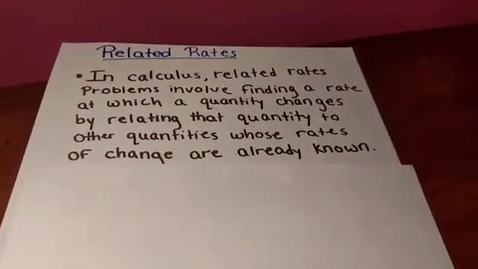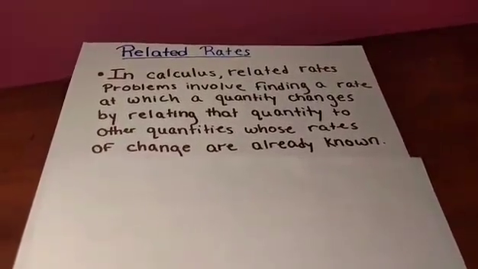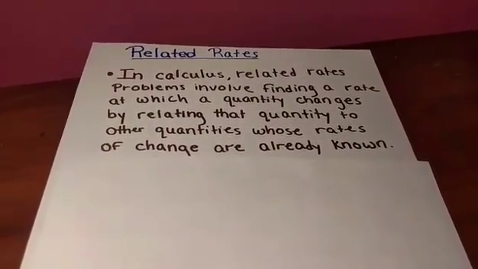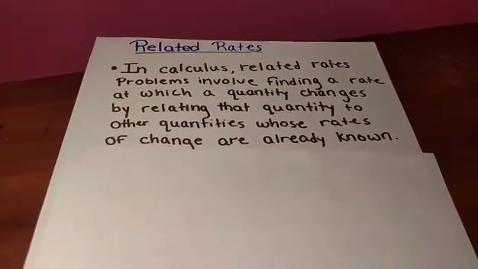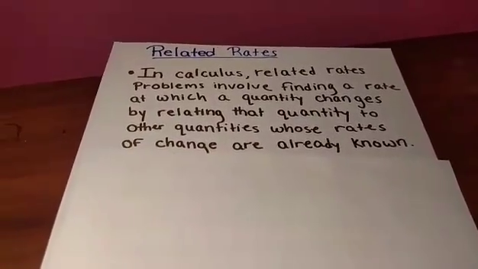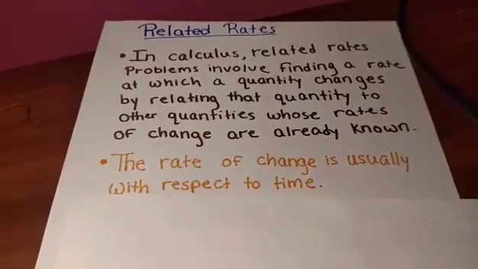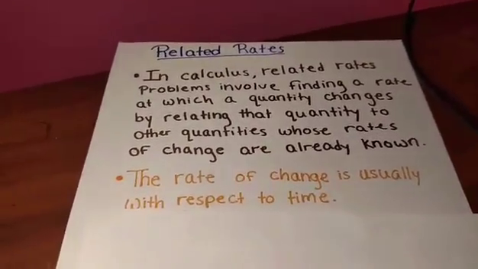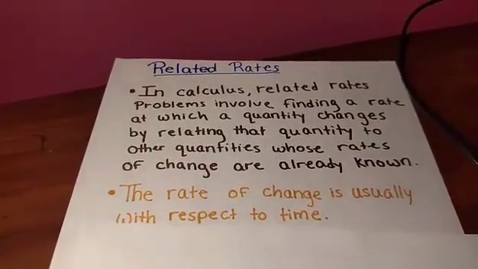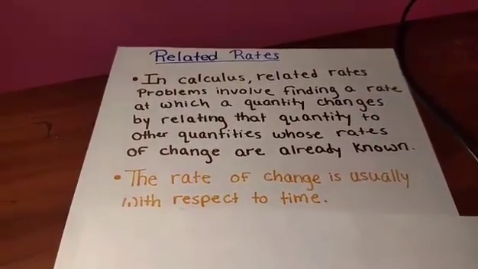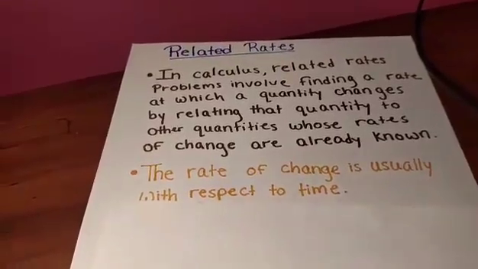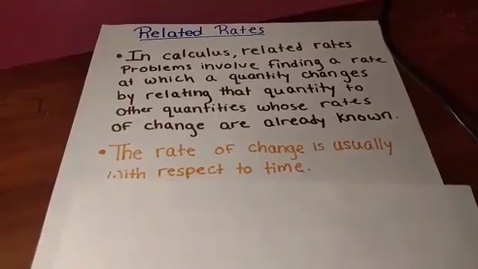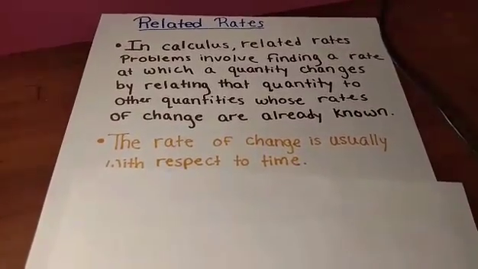So to start this lesson off, in calculus, related rates problems involve finding a rate at which a quantity changes by relating that quantity to other quantities whose rates of change are already known. Rates of change are usually written with respect to time, so all of these practice problems that you're going to see later are written with respect to time. I'm pretty sure, at least as far as I can recall, we haven't done anything other than that in our calculus class, so that's what you're going to be learning today.